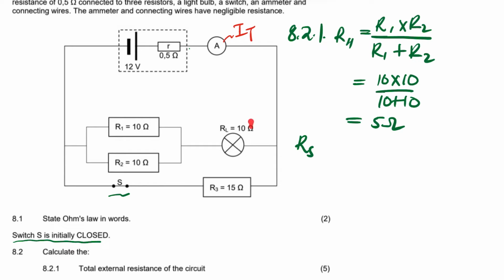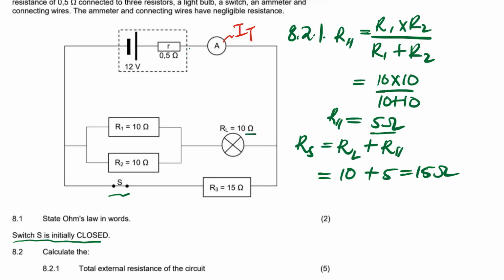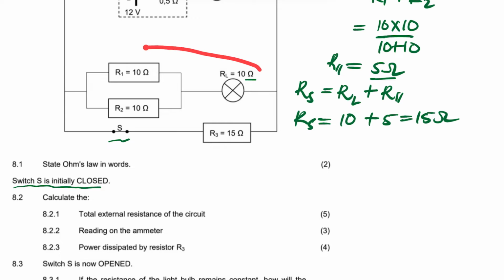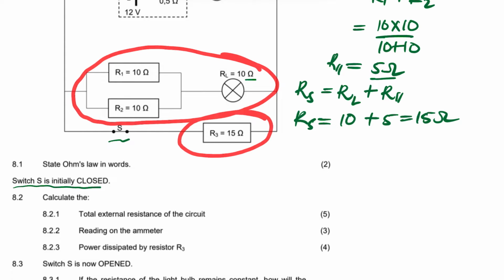So this will be my R series. What is my R series? It is this one plus this one. So my R series is made up of the resistance of the light bulb plus the R parallel, which is this parallel section. Then it's going to be 10, this one, plus the 5 that I just got, which is 15 ohms. And now I'm going to make the parallel of this with this one.